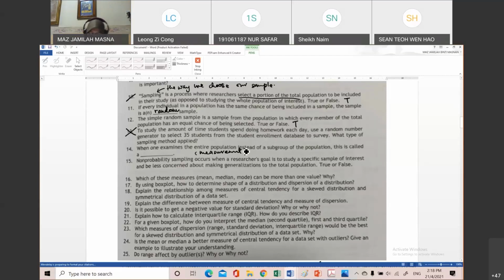What is this? What do we call this? I guess this is what we call a parameter. Okay. Now, the below part is the interesting part that I wish to discuss. Which of these measures, mean, mode, median, can be more than one value? Why? Now we are talking about question number 16.